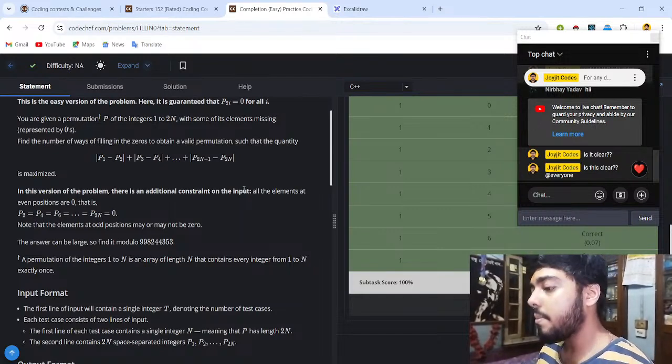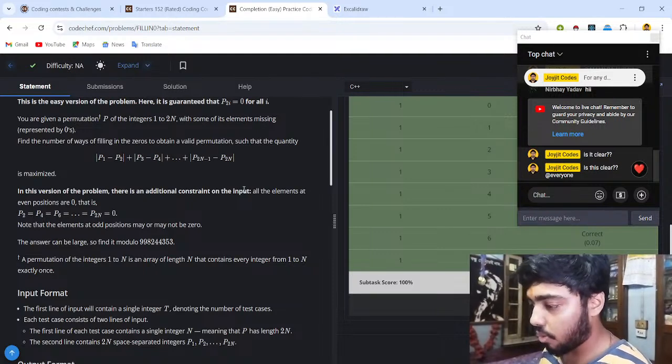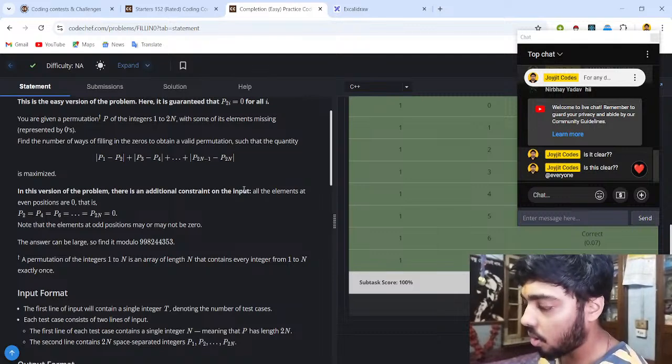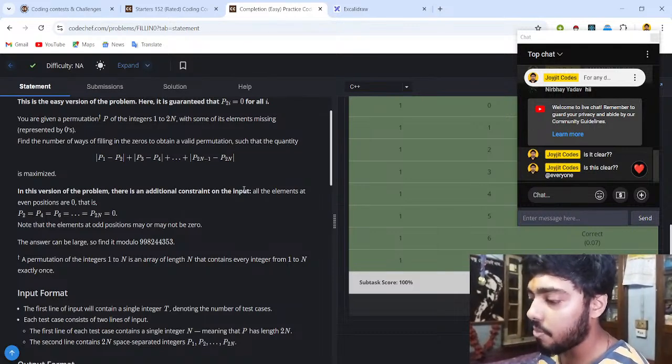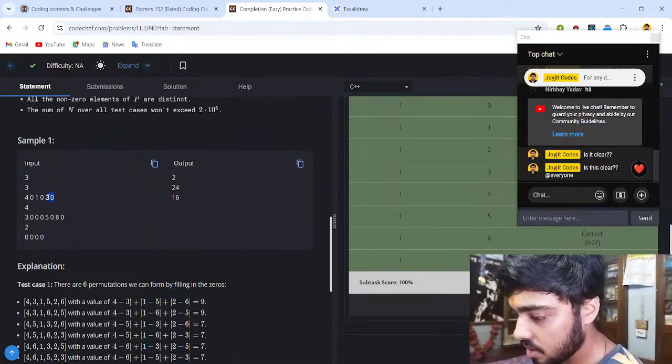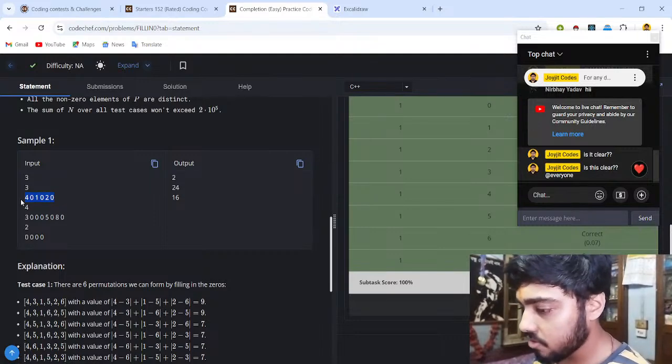So we have to find out how many permutations or combinations are possible, like how many things we can write in all the zeros. For all the zeros, how many things we can write over there. So it will be better if I tell you this using an example.